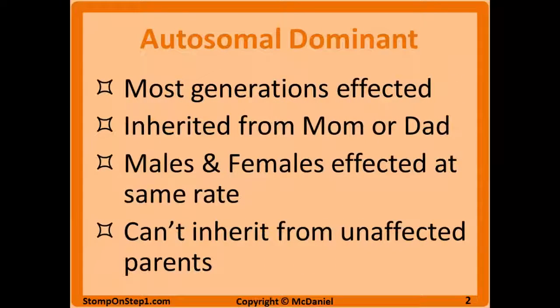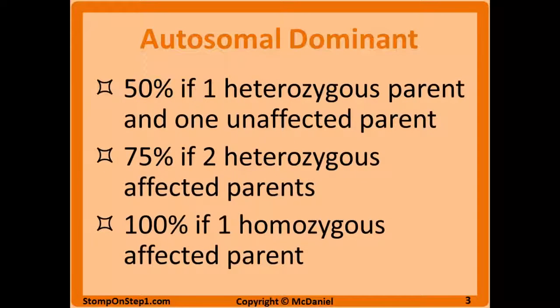And to review, you're going to see most generations have at least one individual affected. The disease can be inherited from mom or dad. Males and females are affected at about the same rate, and you can't inherit an autosomal dominant disease from an unaffected parent. We went through the Punnett square stuff a little bit with the last video, but just to review here, if you have a heterozygous affected parent and one unaffected parent, 50% of the kids, male or female, doesn't matter, are going to have the disease. If you have 2 parents that are heterozygous and affected, you're going to have 75% of the kids have the disease.